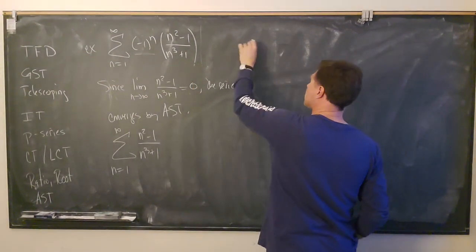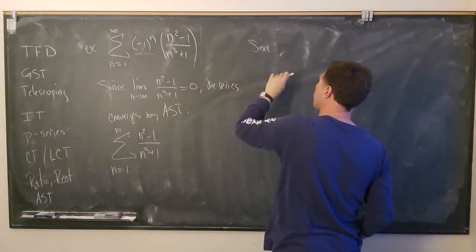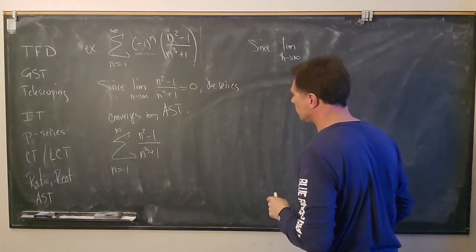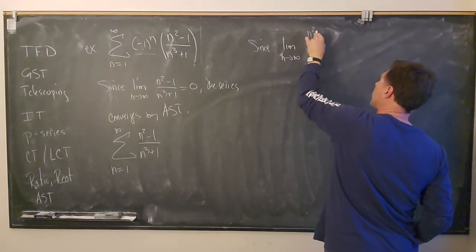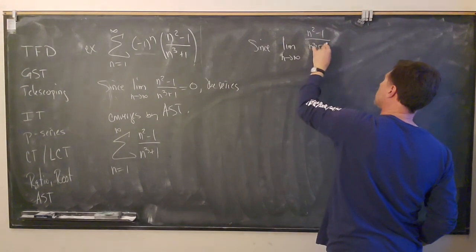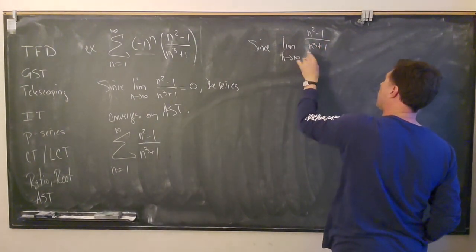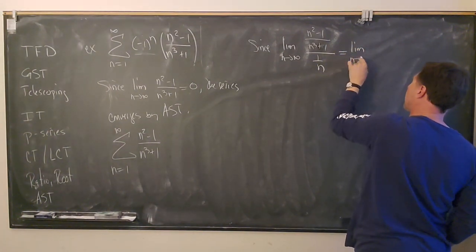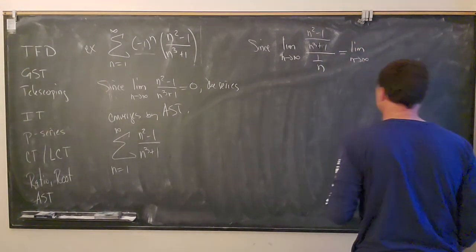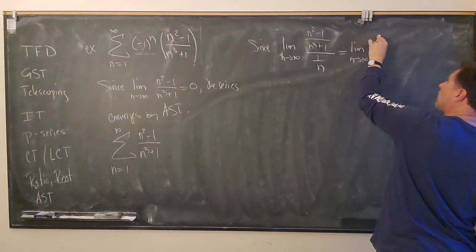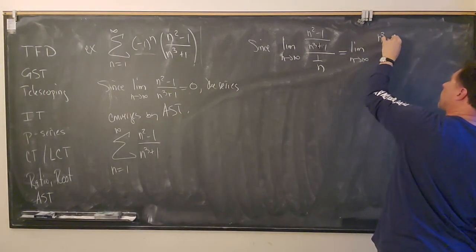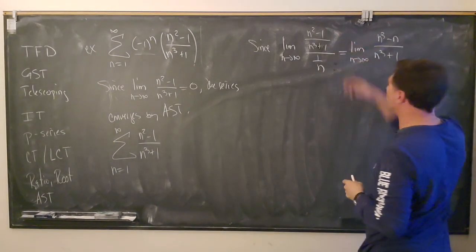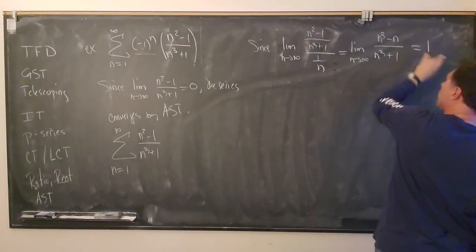So we can say since the limit as n goes to infinity of n squared minus 1 over n cubed plus 1 over 1 over n, that's equal to the limit as n goes to infinity of n cubed minus n over n cubed plus 1. I just flipped and multiplied here. And that limit is equal to 1.